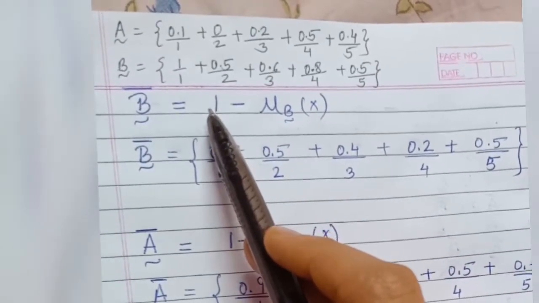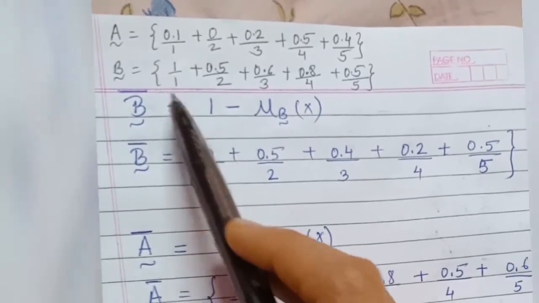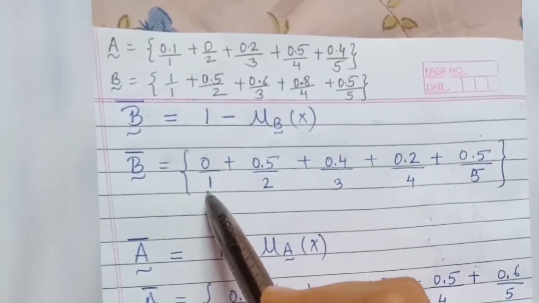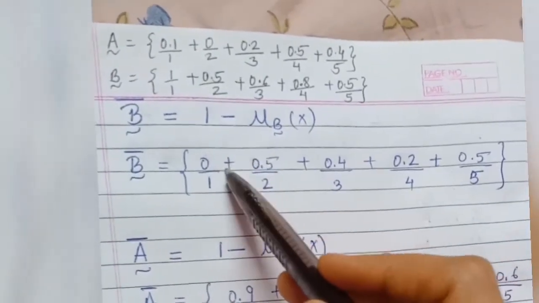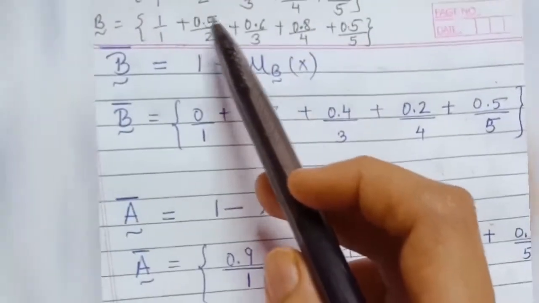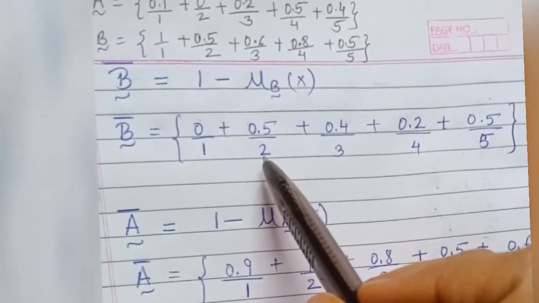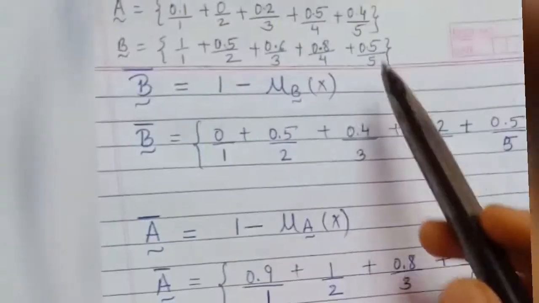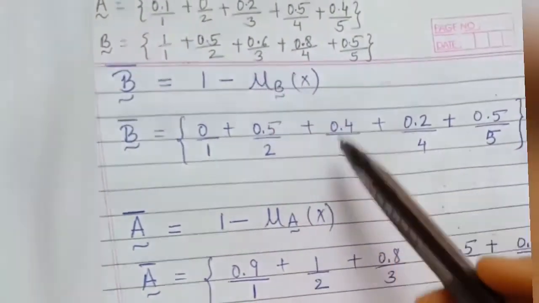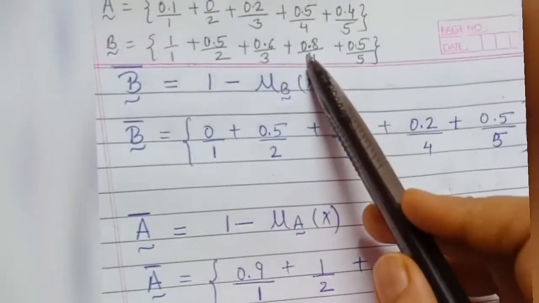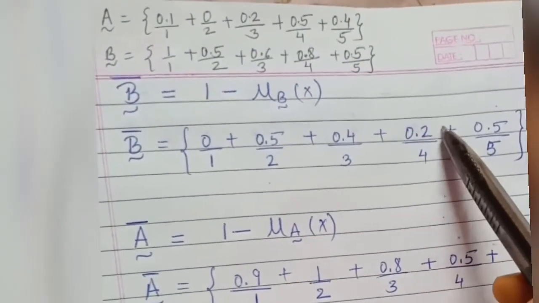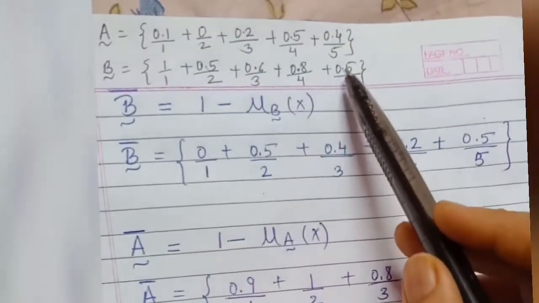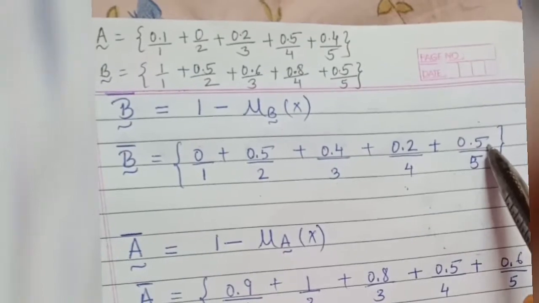So how to find the first element? Let's see. 1 minus 1 is 0. That will be 0 upon 1. This is the first element in B complement. Plus 1 minus 0.5, that will be 0.5 upon 2. Plus for the third element 1 minus 0.6, that will give 0.4 upon 3. Denominator 3. 1 minus 0.8, that will give 0.2 upon 4. That is the fourth element. For the last element 1 minus 0.5, that will give 0.5 upon 5.